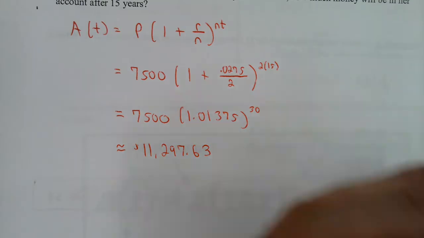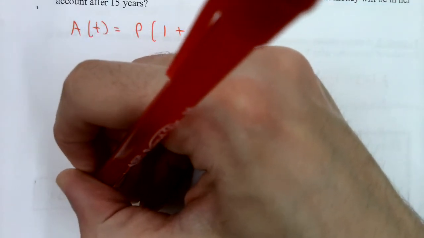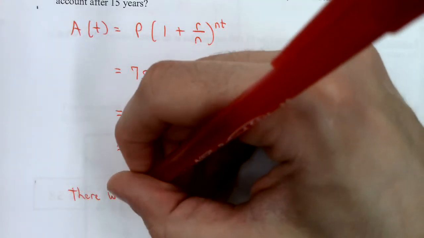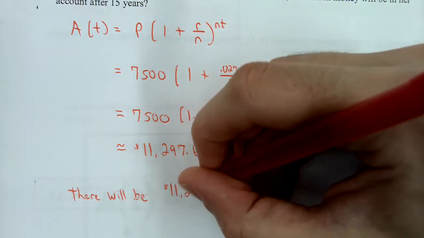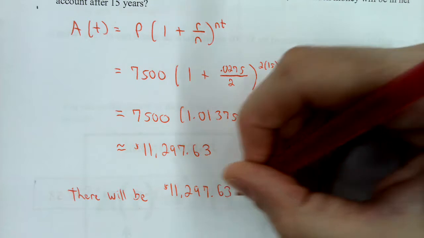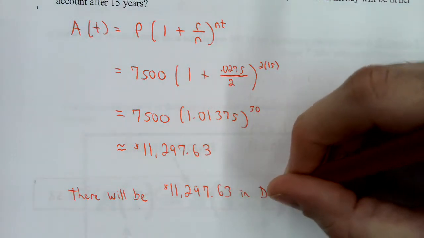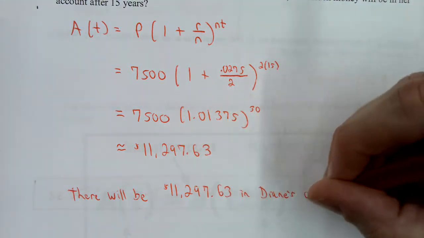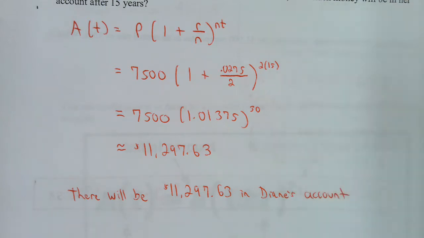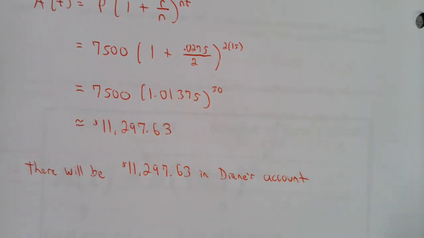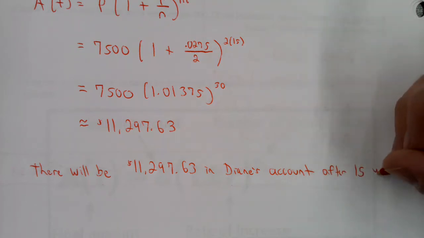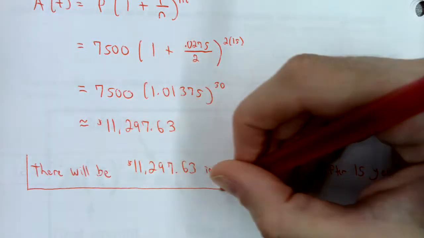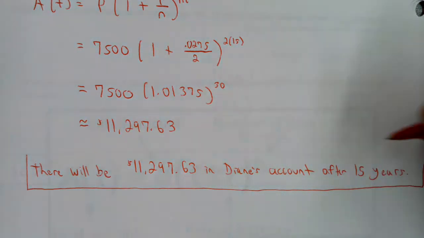So I'll say there will be $11,297.63 in Diane's account after 15 years. Not bad. Well, she did start with 7,500, so I don't know.